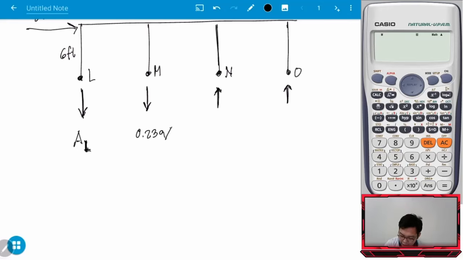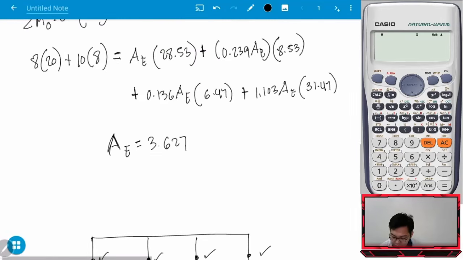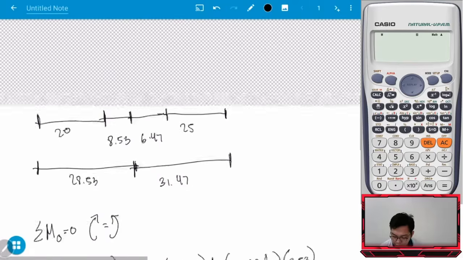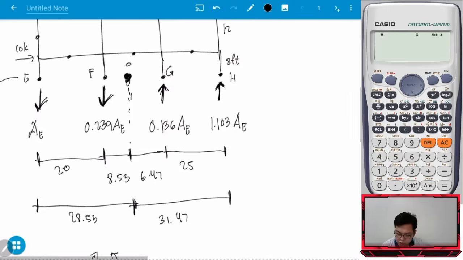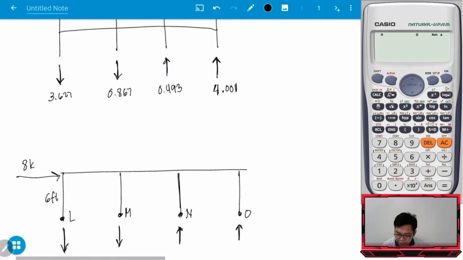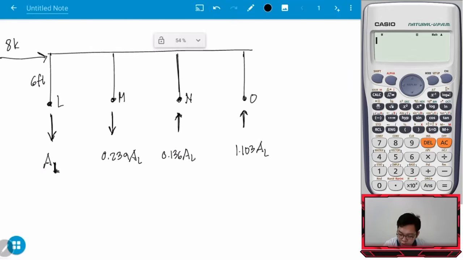If this is my AL, guys, ito, this is 0.239 AL. Naalala nyo pa? Tama ba? 0.239 AL. Check na natin. 0.239, tama. 0.239 at saka 0.136. So meaning, ito naman is actually 0.136 AL. Likewise, dito is 1.103 AL. After nyan, guys, naalala nyo pa, nandito yung location ng centroid, di ba? Or yung neutral axis natin.